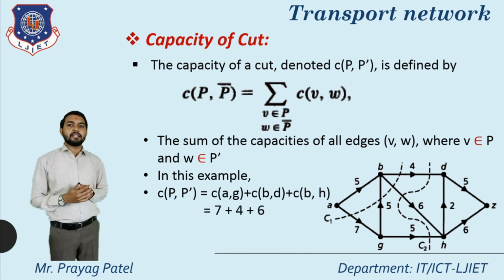Now the value of these three edges is 7 plus 4 plus 6, so the total is equal to 17. So the capacity of this cut C1 is equal to 17.